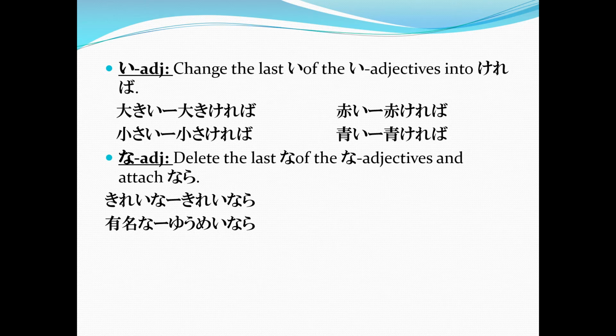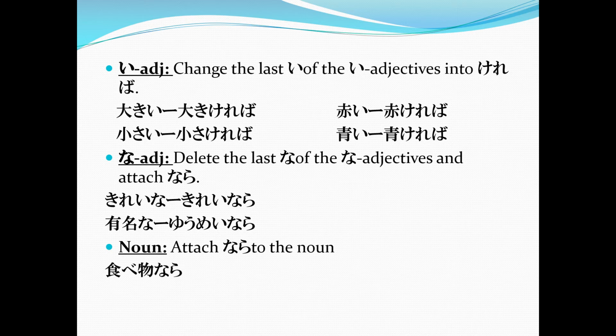Again, yuumei nara. Now, for nouns, it's just as easy as attaching nara to the noun. Tabemono nara. See? The noun here is tabemono, which is food. Then, to make it conditional, just add nara.